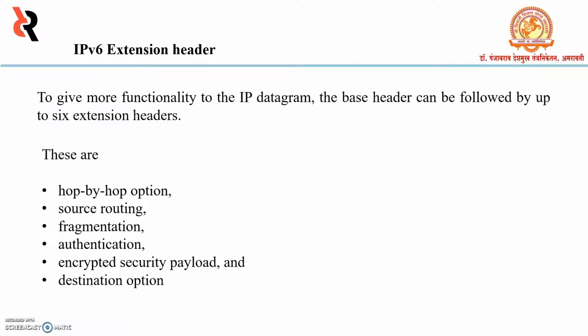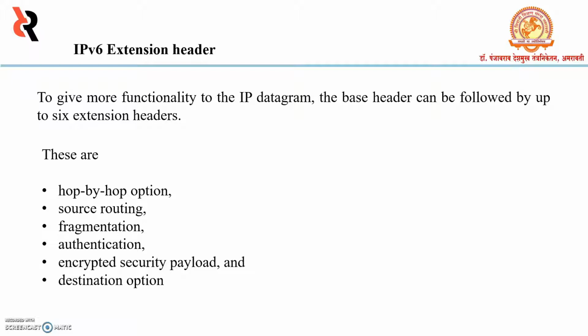When extension headers are used, the IPv6 fixed header's next header field points to the first extension header. If there is one more extension header, then the first extension header's next header field points to the second one, and so on. We'll see that in a diagram. The last extension header's next header field points to the upper layer header. Thus, all the headers point to the next one in a linked list manner.